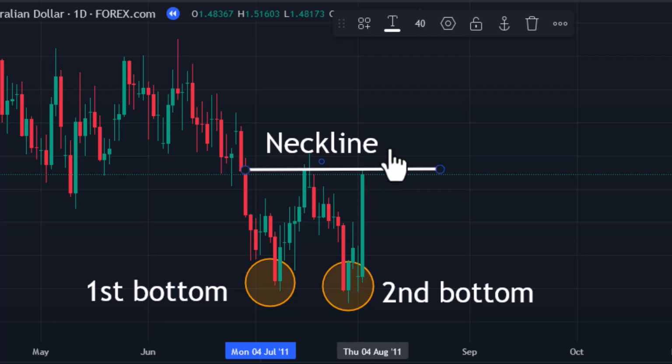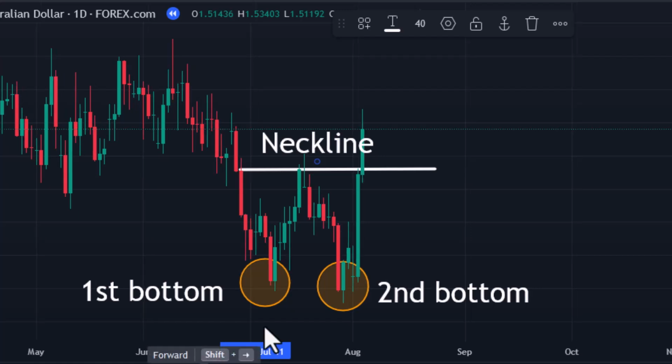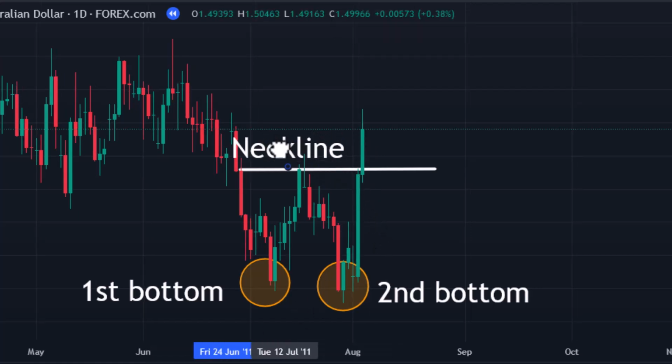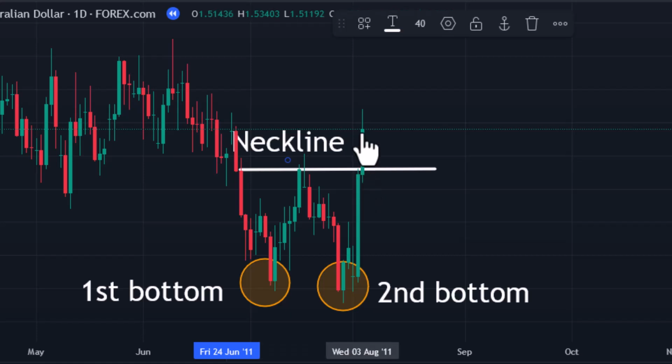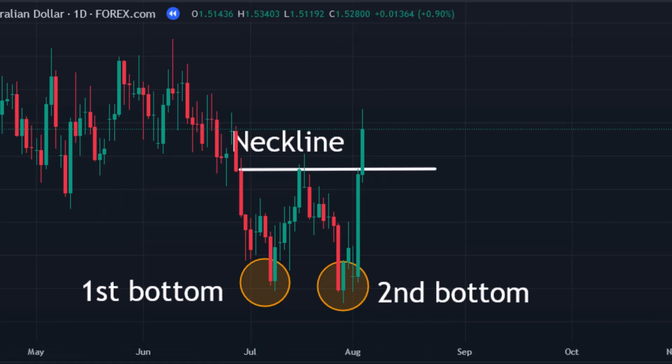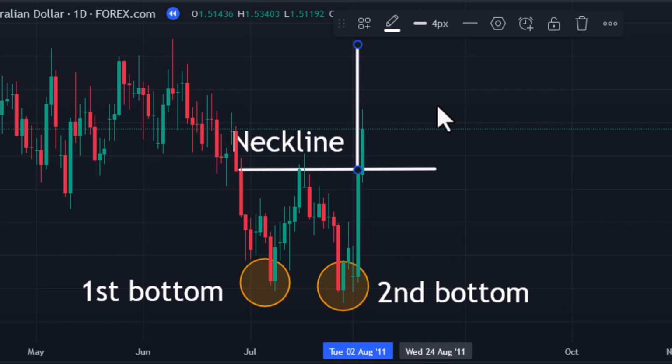If price breaks over this neckline, then we start looking for a buying opportunity. As you can see, price broke through it. You can see this bullish candle that broke the neckline. So our entry is supposed to be somewhere here. To get our target level, we measure from this to this level. Then we take it up to determine where our target is going to be.